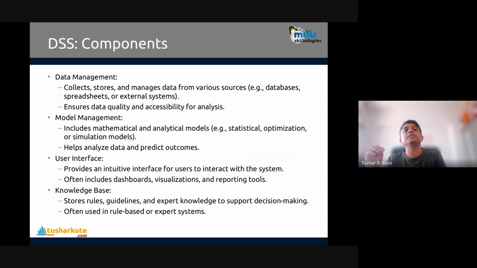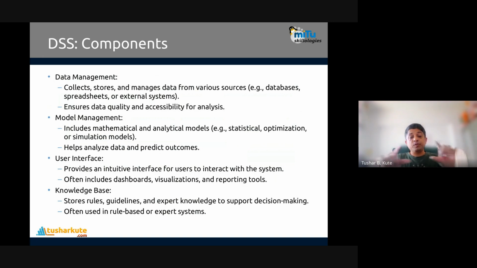Then model management. Second is the model. Which kind of models? Many are there: statistical model, optimization model, analytical model, simulation models. They use a mathematical system to check what relations the data contains. Where the relations are found, that is how the final model is created. So it helps analyze the data and predict the outcome from it, which is called model management.